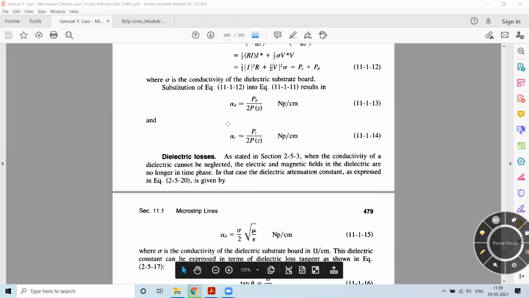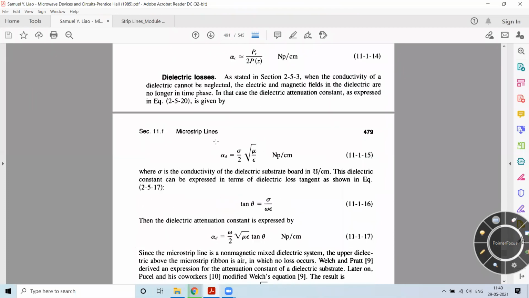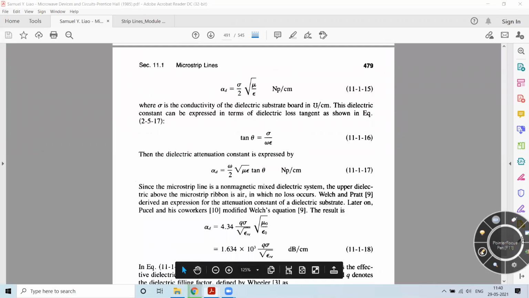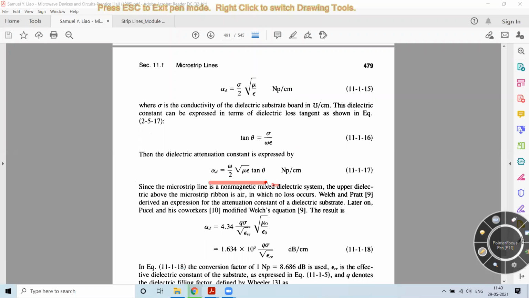In the previous case, we were specifying it in terms of the power representations. But in this case, we are representing it in terms of the conductivity of the dielectric material, permeability and permittivity. So when we obtain alpha d and simplify it, it will be given as omega by 2 square root of mu into epsilon into tan theta. Again, this is given in Napier per centimeter.